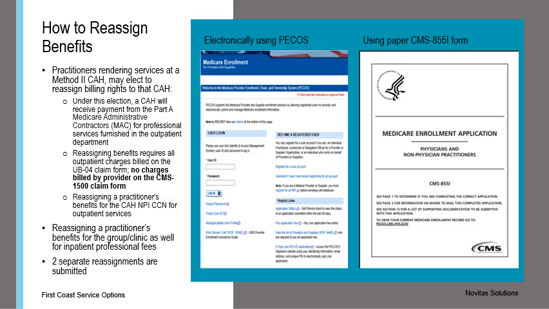How to reassign benefits. Practitioners rendering services at a Method 2 critical access hospital may elect to reassign billing rights to the critical access hospital. Under this election, a critical access hospital will receive payment from the Part A MAC for professional services furnished in the outpatient department. Reassigning benefits requires all outpatient charges billed on the UB04 claim form. No charges would be billed by the provider on the CMS 1500 claim form.